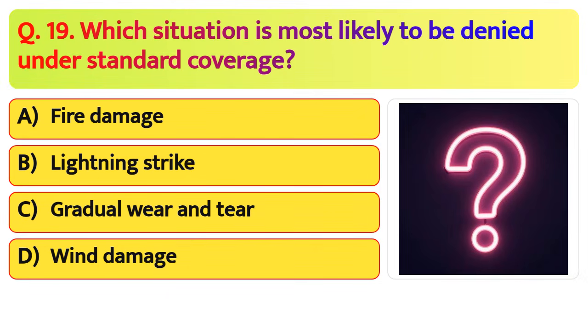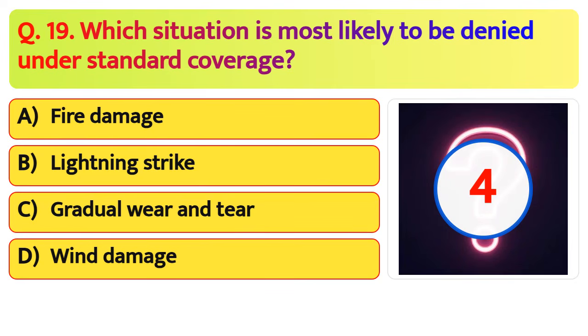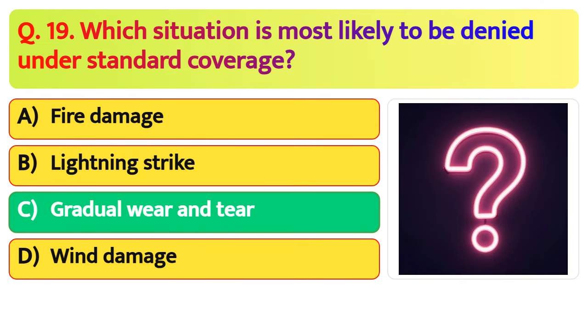Question 19. Which situation is most likely to be denied under standard coverage? Option A. Fire damage. Option B. Lightning strike. Option C. Gradual wear and tear. Option D. Wind damage. Correct option is gradual wear and tear.